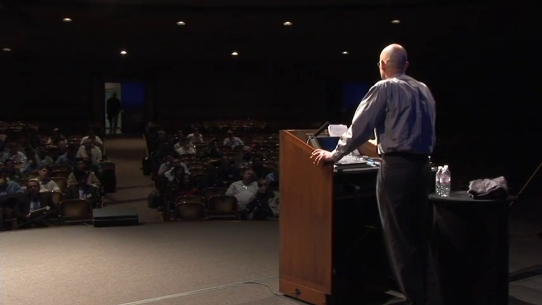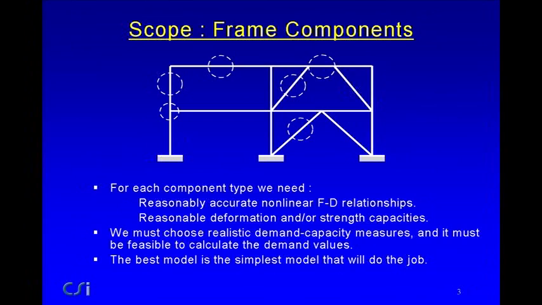So a reasonably accurate nonlinear force deformation relationship. Incidentally, we have factors of safety to cover uncertainty, and there always will be uncertainty. And then secondly, we need reasonable deformation and or strength capacities. We'll never know the exact ductile capacity of a plastic hinge. We've got to make some reasonable estimate of what it's going to be. And again, we have or should have factors of safety to cover any uncertainty.